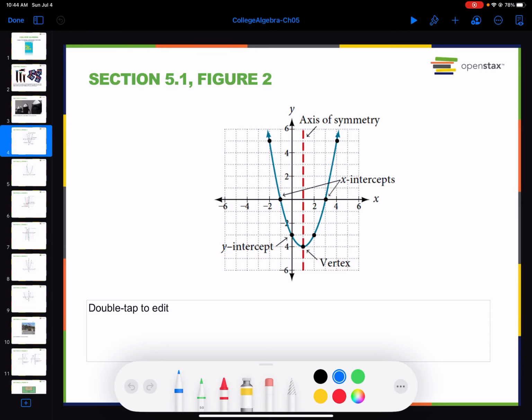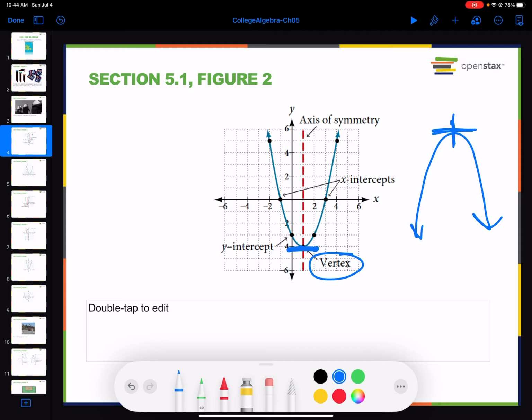Right, section 5.1, we're going to be talking about the characteristics of parabolas. So some of the characteristics are marked right here. You can see the lowest point on this particular graph is the vertex. If this was a positive, you'd be looking at a maximum, and that's also at the vertex.